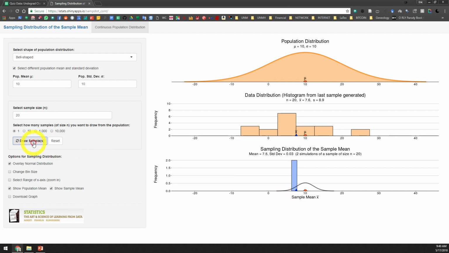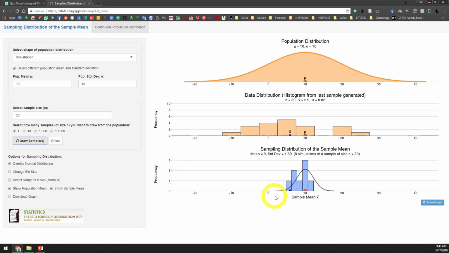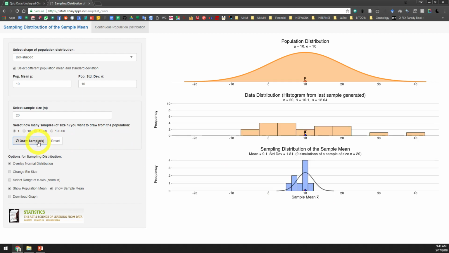But we'll continue to draw samples, and we can see that as we draw samples, this X bar starts to bounce around what we know the population mean to be, which is 10. And we know via the central limit theorem that over repeated samples, drawing 20 observations from this population over and over again, this sample mean will approximate the population mean. And so we continue to do that, and we see that this sampling distribution of the sample mean starts to resemble a normal distribution.